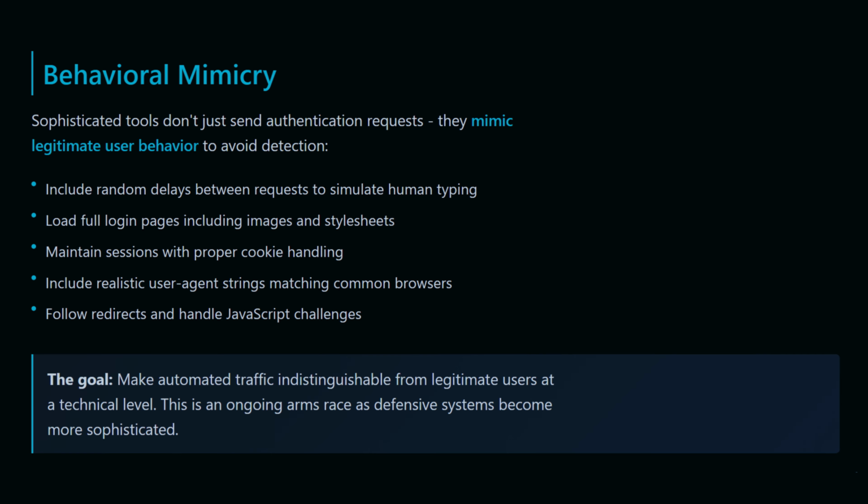Sophisticated credential stuffing tools don't just send authentication requests, they mimic legitimate user behavior to avoid detection. They include random delays between requests to simulate human typing and thinking time. They'll load the full login page, including images and style sheets, rather than sending only the authentication request. They maintain sessions with proper cookie handling. They include realistic user agent strings that match common browsers and devices. They follow redirects and handle JavaScript challenges that legitimate browsers would process. This behavioral mimicry is constantly evolving as defensive systems become more sophisticated.